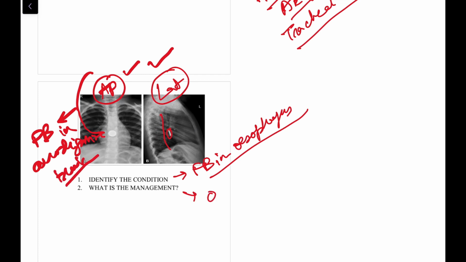So what is the management? Management is esophagoscopy under general anesthesia.